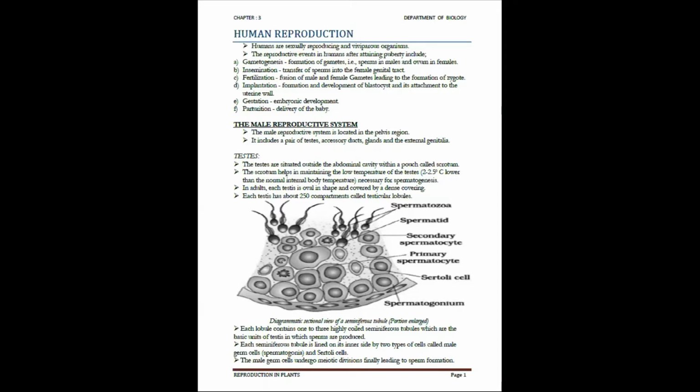So these steps or these events can be asked for 1 mark for definition, or they can be asked for 3 marks for writing or listing down the events. Moving on to male reproductive system, because this is gametogenesis. So under gametogenesis, the first gamete or the first reproductive system which we'll be studying about is the male.